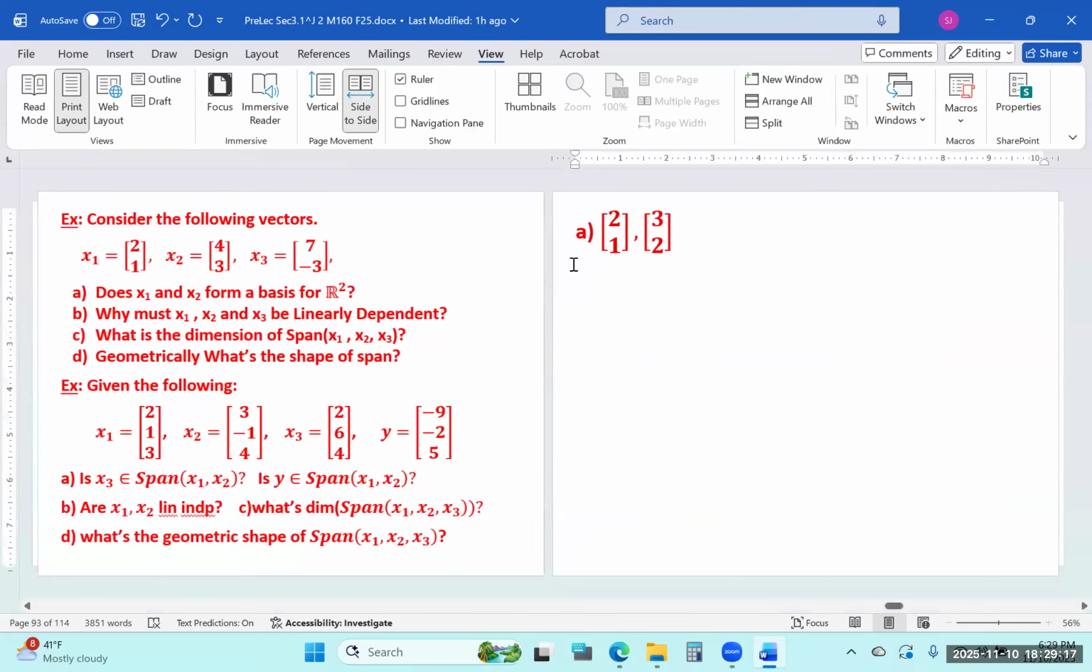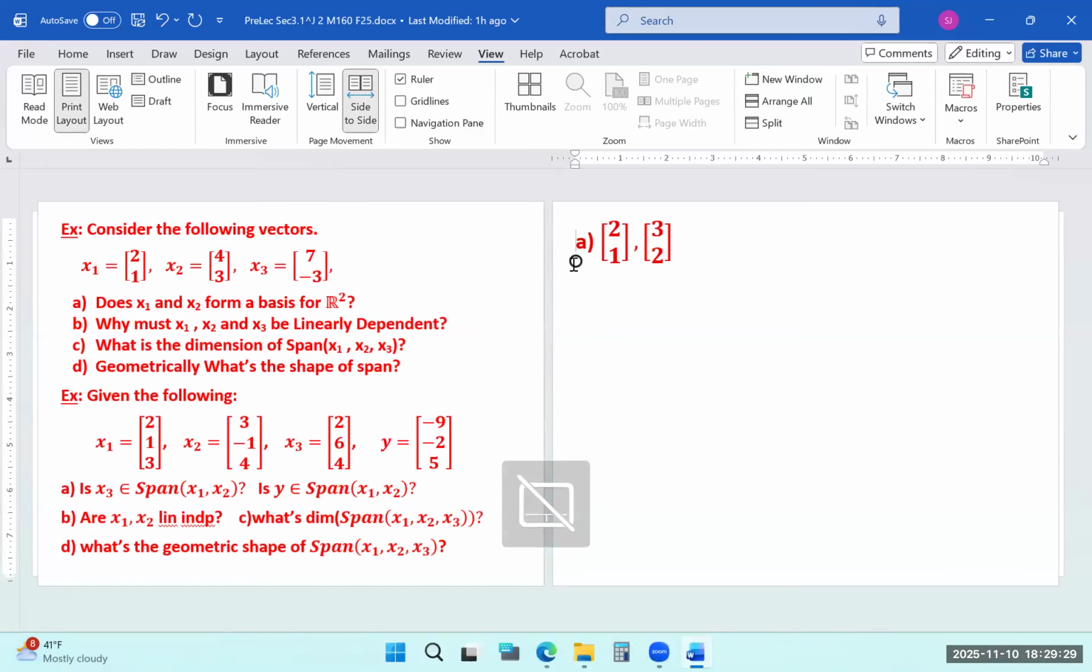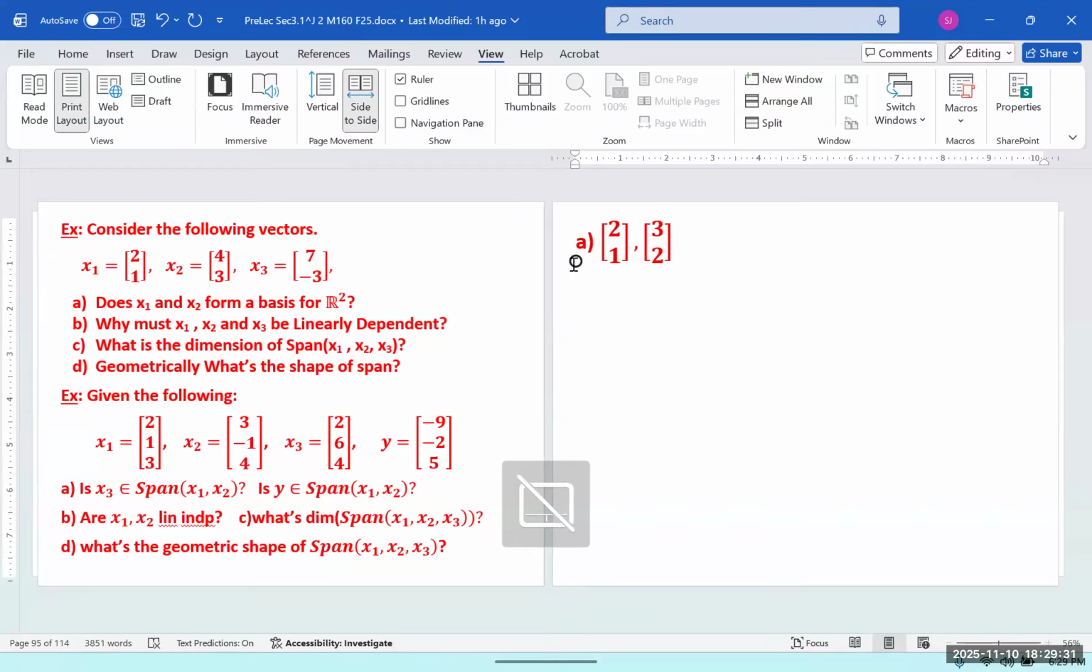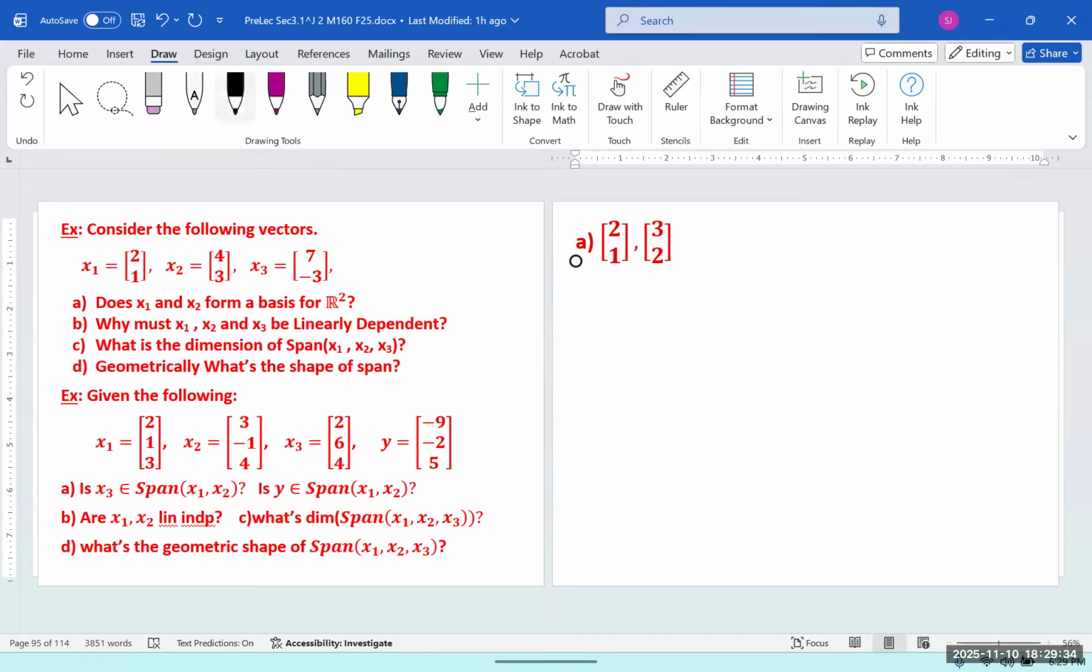Okay, so let's do them. We have two vectors in which space? R2. And the space dimension we can figure out from the number of rows. We have 2 rows, that means we are in R2. So we have to check whether they're linearly independent or not. So question 1.